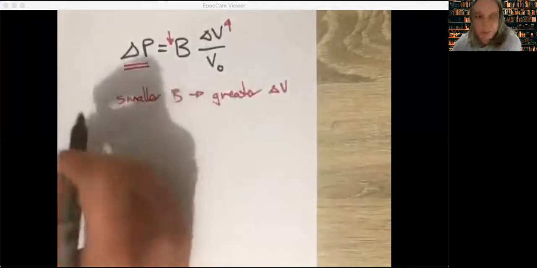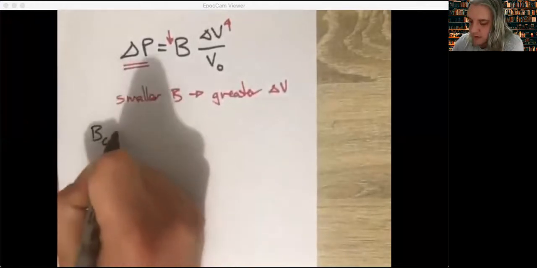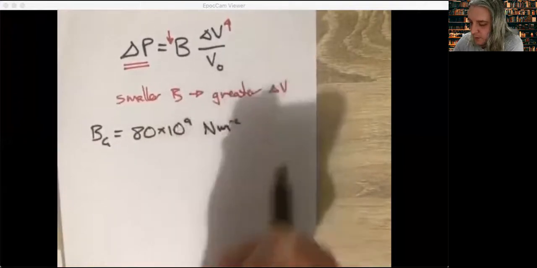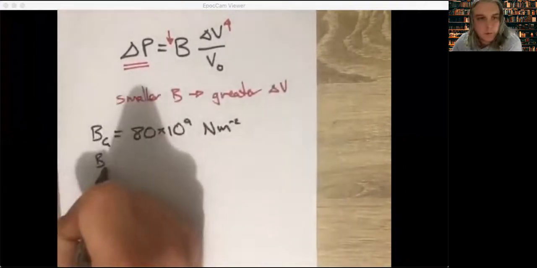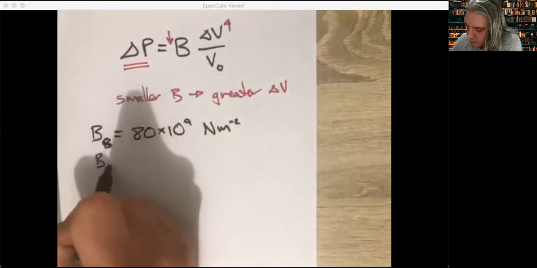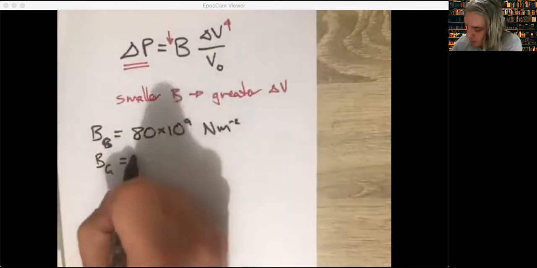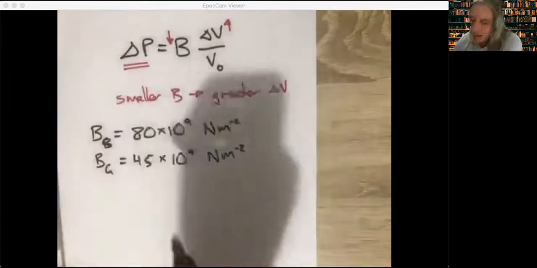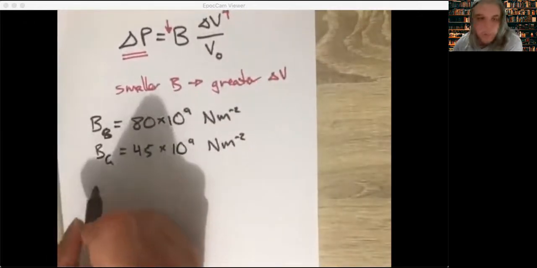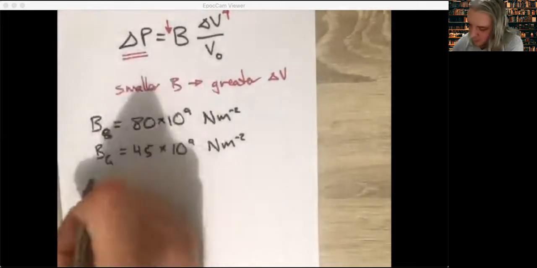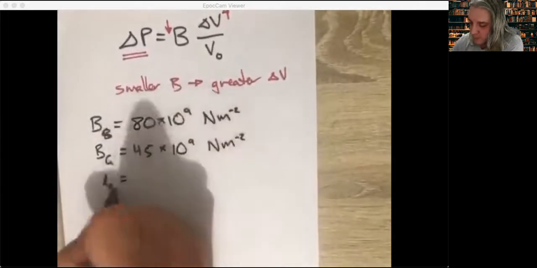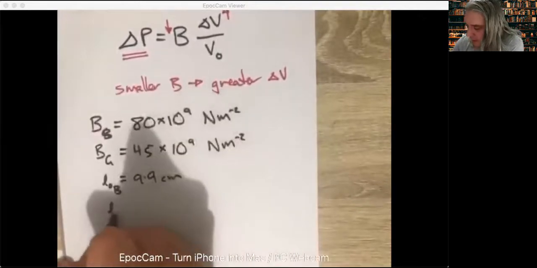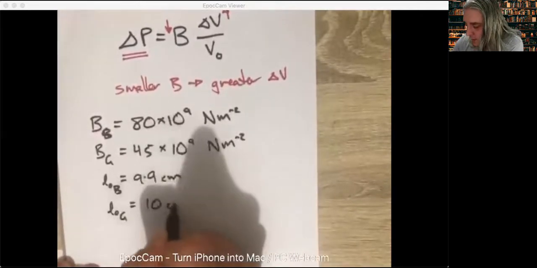So to start with, the bulk modulus for brass is equal to 80 times 10 to the 9 newtons per square meter. I got that around the wrong way, that's the bulk modulus for brass. The bulk modulus for granite is the smaller one, 45 times 10 to the 9 newtons per square meter. We'll stick with length, so the original length for brass is equal to 9.9 centimeters, and the original granite length is 10 centimeters.